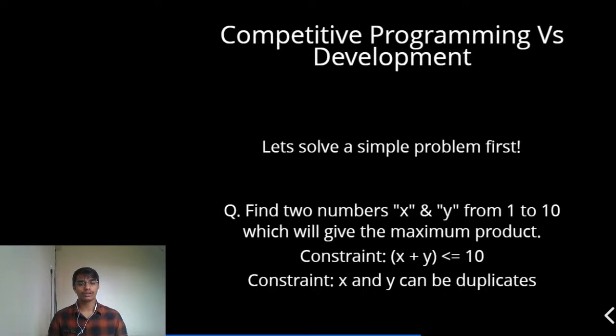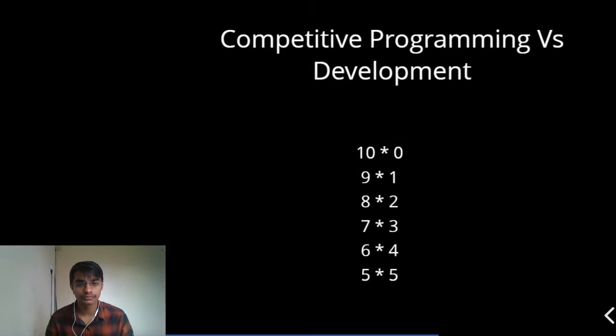This particular example might get a little complicated further, but you can always rewatch the video when it's ended. So this is one of the constraints, or we can say conditions. If you're not aware of the word constraint, it's the condition. I hope you got the problem. We have to find any two numbers which will get multiplied, and we want the maximum answer, and the constraint is that the sum should be less than or equal to 10. Another constraint is that x and y can be duplicates. So 2 into 2 is allowed. 2 into 2, answer is 4, which is allowed. I hope the question is clear, and we'll move on.